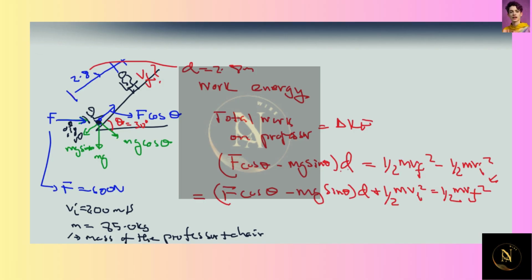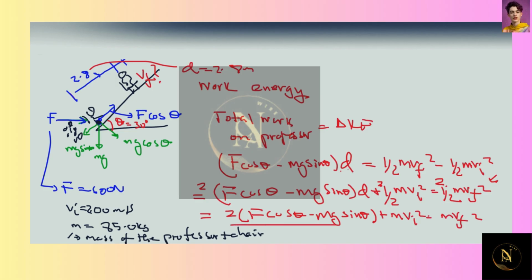So we want to get rid of the fraction. So this is 2, and then this is 2, and then this is 2. So multiplying everything by 2, we have 2 times (f cosine theta minus mg sine theta) plus mv initial squared equals mv final squared. Still, we can do something with this. We can divide everything by m on both sides, so we have v final by itself.